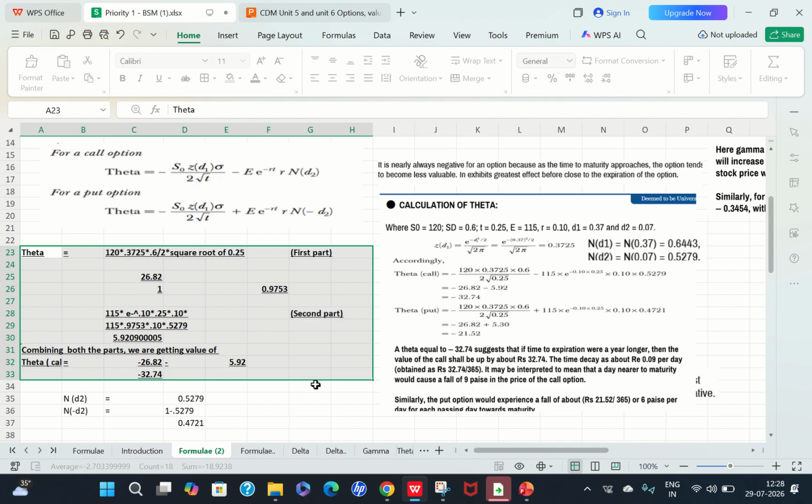Similarly for the put option, it would experience a fall of about 21.52 divided by 365, which is 6 paise. For 365 days it is 21.52, so for one day, how much? Therefore, each passing day towards maturity reduces the price. So this is how you calculate your theta. Hope you are able to understand.